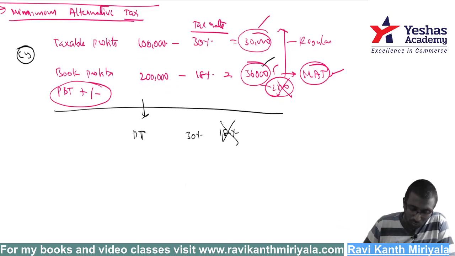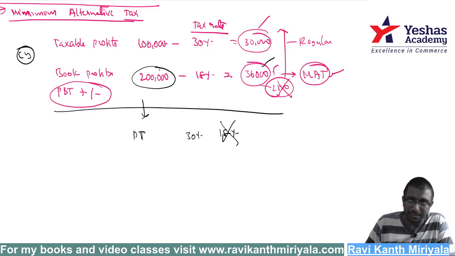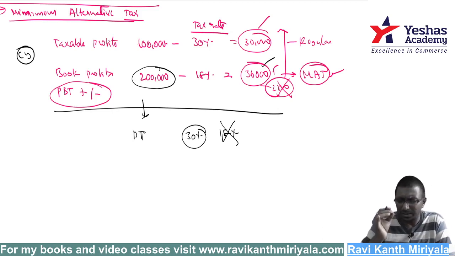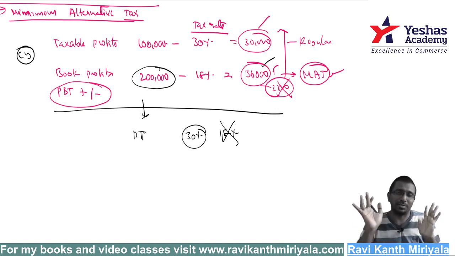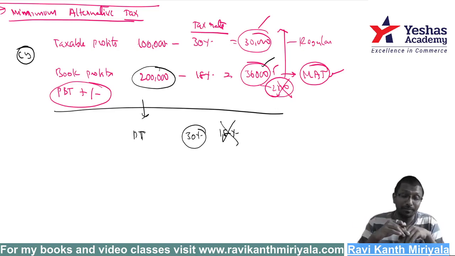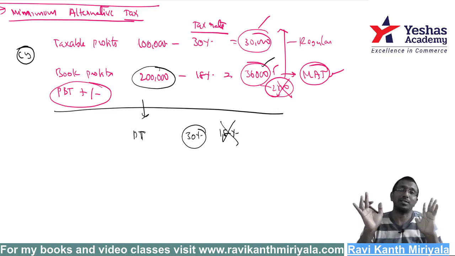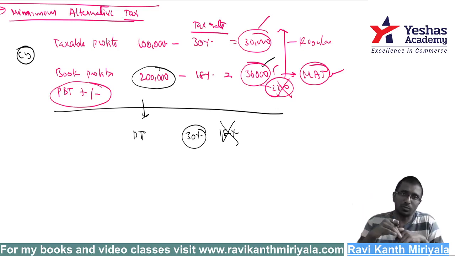Done. Now, this is book profits I said. Fine sir, how to calculate? Very, very simple thing. When a MAT question has come, first assume MAT is not applicable to this company and calculate deferred tax asset. That's all, your job is over.